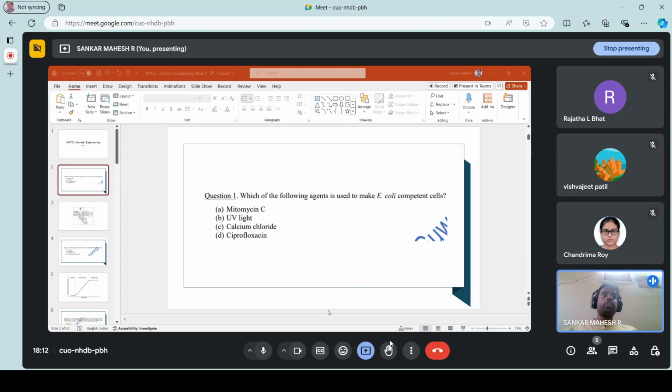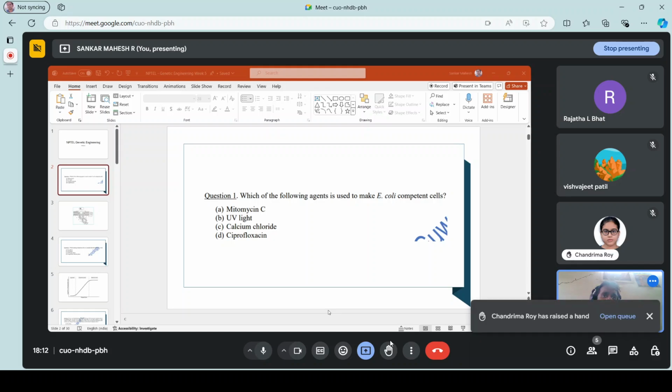Since only three of you are here, one of you can start by explaining what competent cells are. We'll take it from there. Rajata, do you want to go first? Okay, Chandrima. Yeah, Chandrima. What are competent cells?